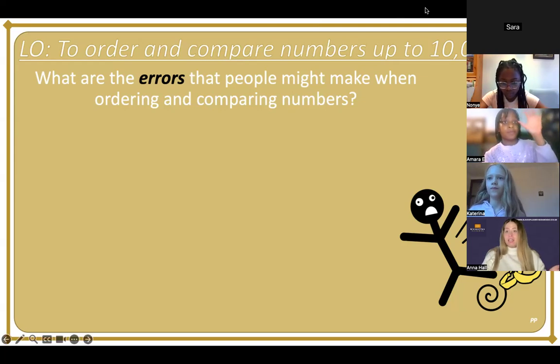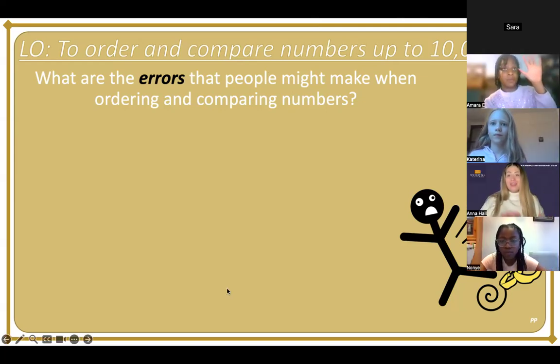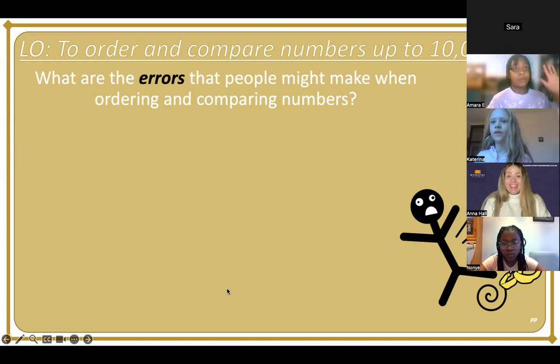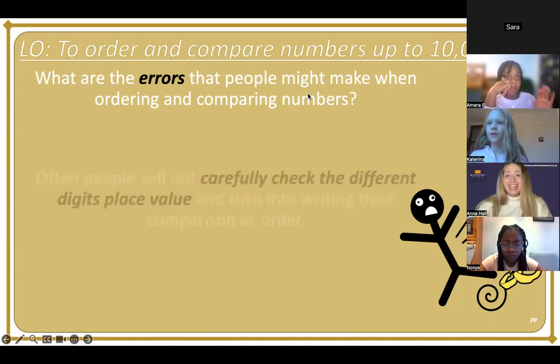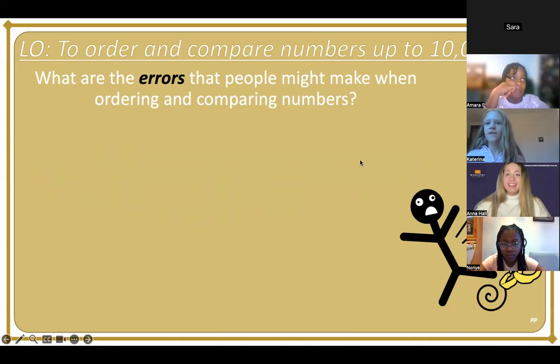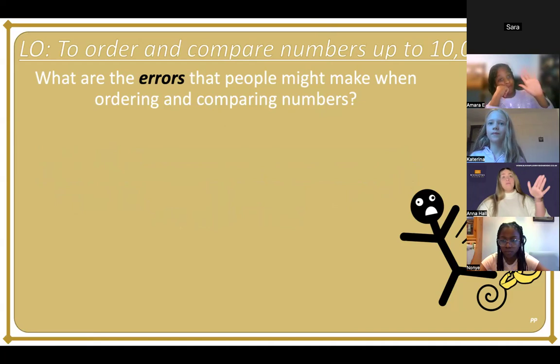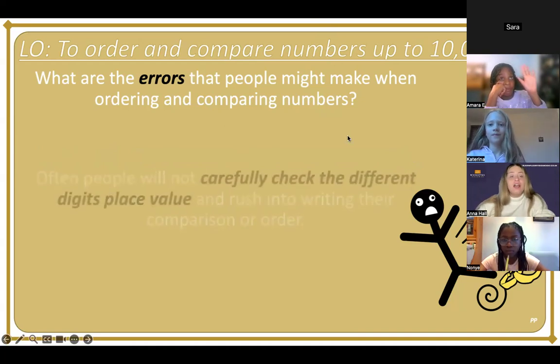Any others? Katerina, what do you think? Is it unmuting you? There we go. Hi, darling. They might forget to look at all of the columns to see the numbers. Yeah, superstar. They might forget to look at all of them because lots of people make assumptions, don't they? Oh, I've done that bit, all the rest is done. So, yeah, fantastic. Super answer. Well done. Oh, you guys are on fire.